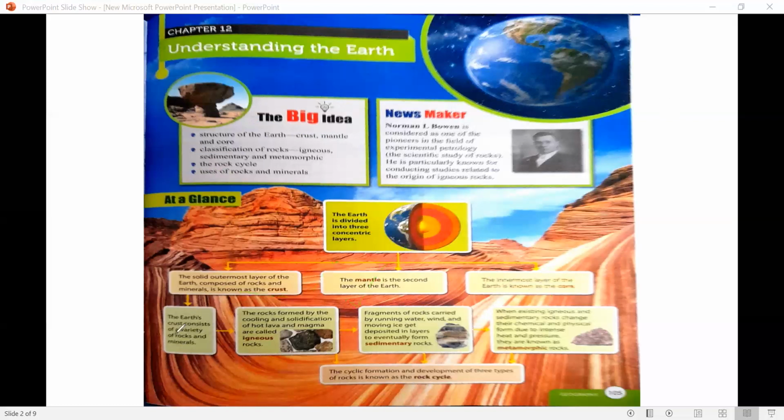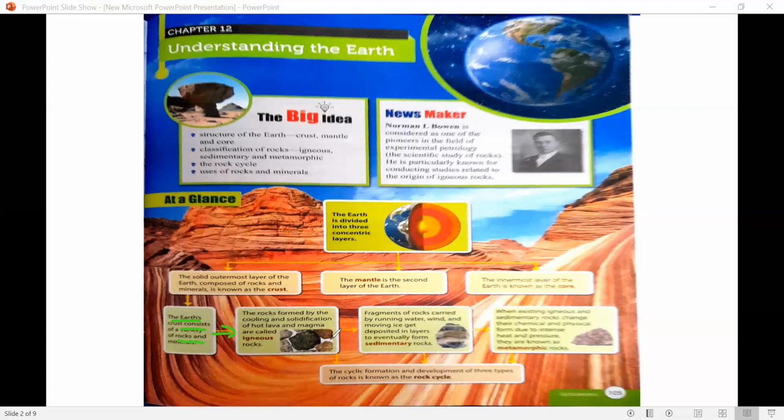Now, we are going to learn what the types of rocks are. These types of rocks come from the crust part. Why crust? Because the crust contains many types of rocks, minerals, etc. So, the earth's crust contains a variety of rocks and minerals. It also contains rocks formed by cooling and solidification of hot lava or magma, which are called igneous rocks. Now, what are igneous rocks? Igneous rocks are formed by cooling and solidification of hot lava and magma.